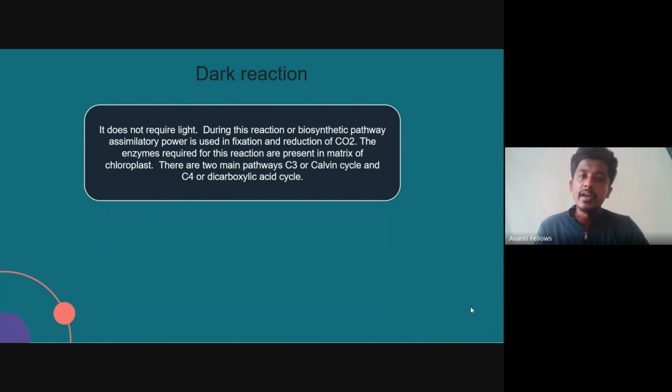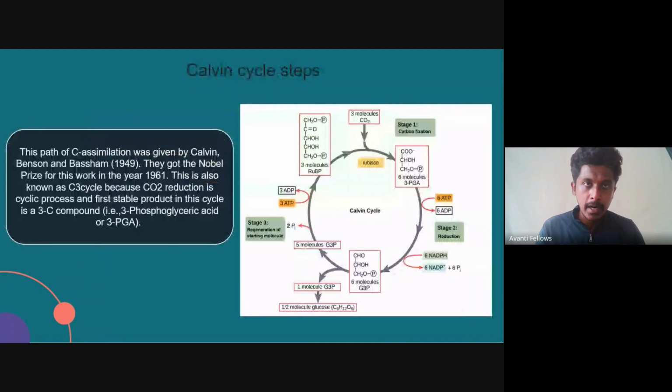So there are two ways in which this dark reaction happens, represented by the C3 pathway and C4 pathway, or we call it the C3 cycle and C4 cycle. Now we will understand one by one. What is this C3 cycle, also called the Calvin cycle? Calvin is the one who discovered this pathway, and this pathway talks about how carbon dioxide is used for the manufacture of glucose. They were trying to understand how this carbon dioxide molecule gets fixed.